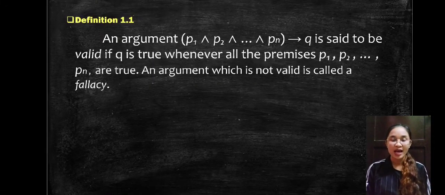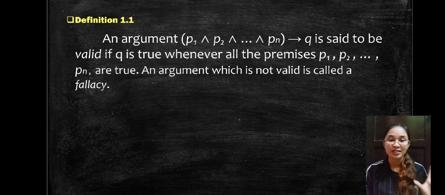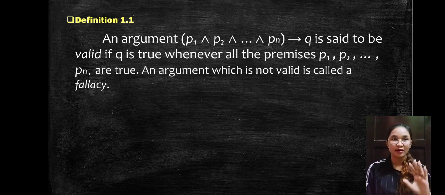Definition 1.1. An argument, P sub 1 and P sub 2 and up to P sub n, then Q, is said to be valid if Q is true whenever all the premises P sub 1, P sub 2, up to P sub n are true. An argument which is not valid is called a fallacy. So, masasabi natin na valid ang isang argument kung lahat ng premises nito and ang conclusion nito ay true. And it is not valid kung may isa sa premises ay false or yung conclusion natin ay false.